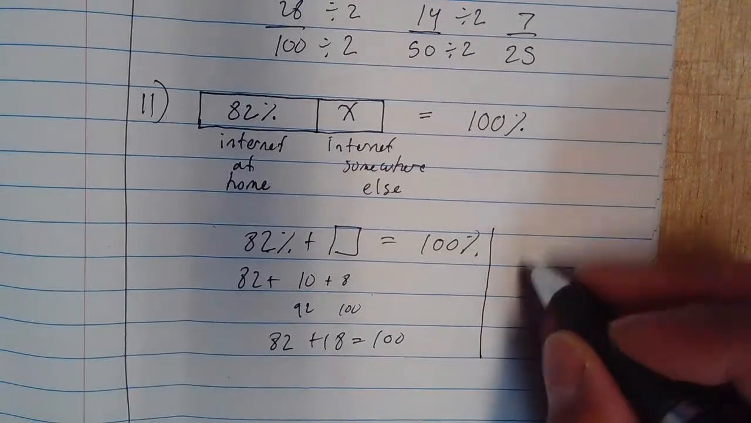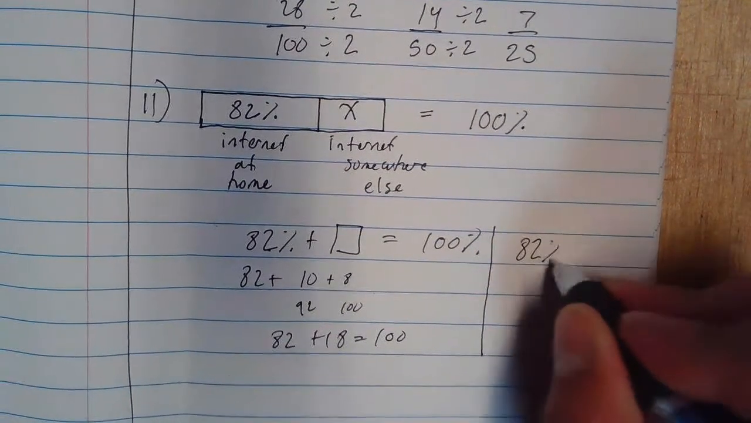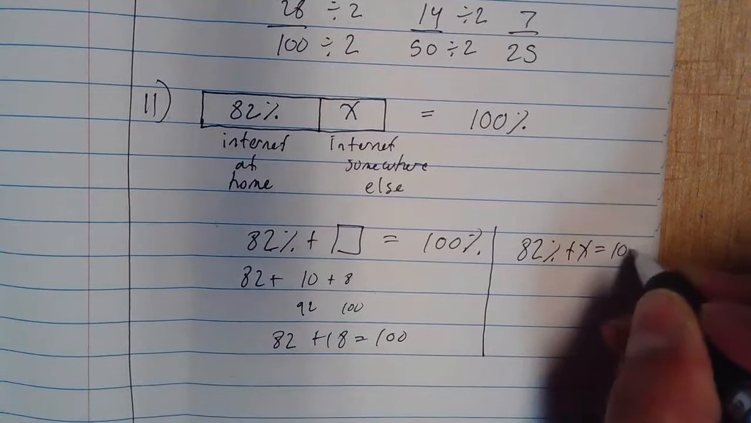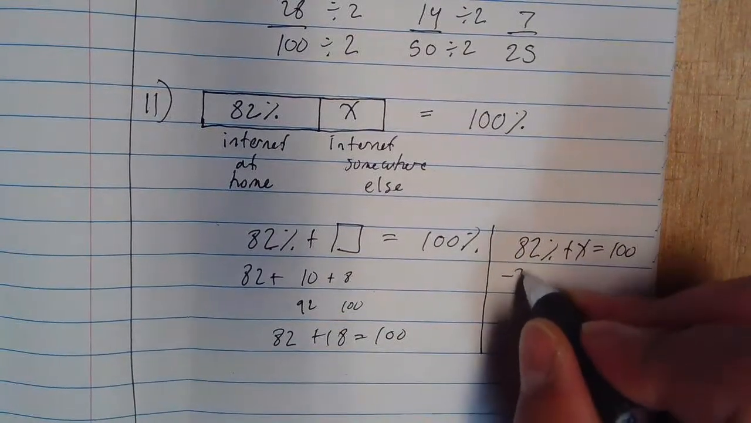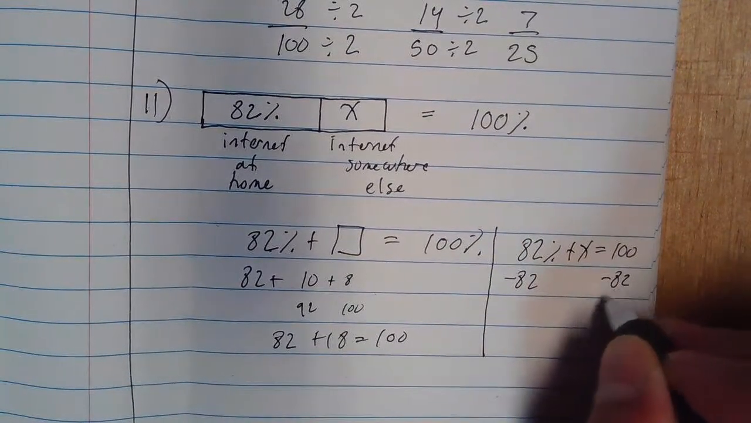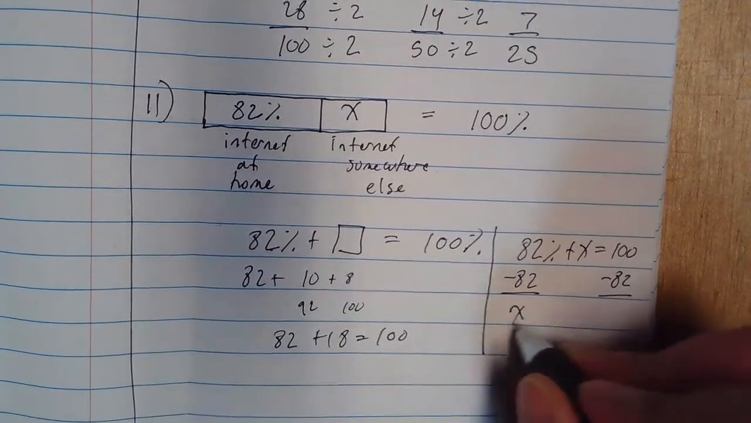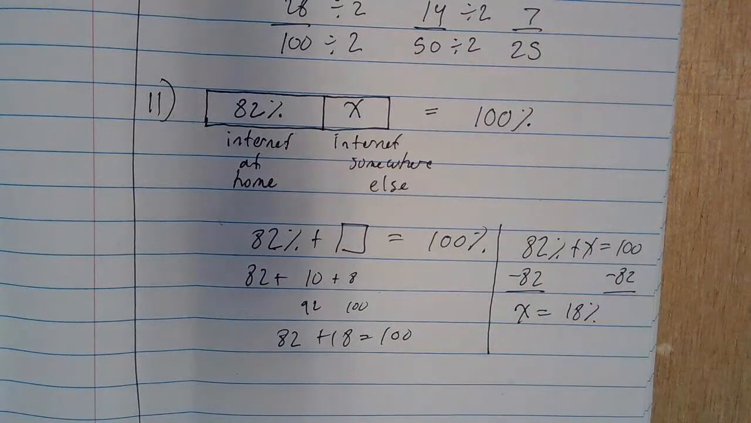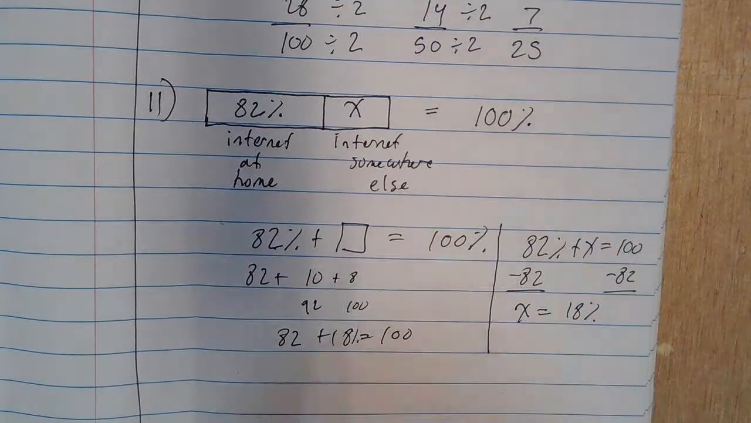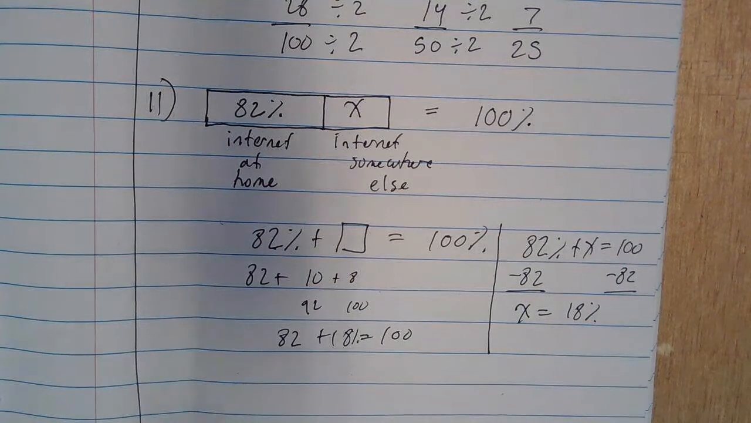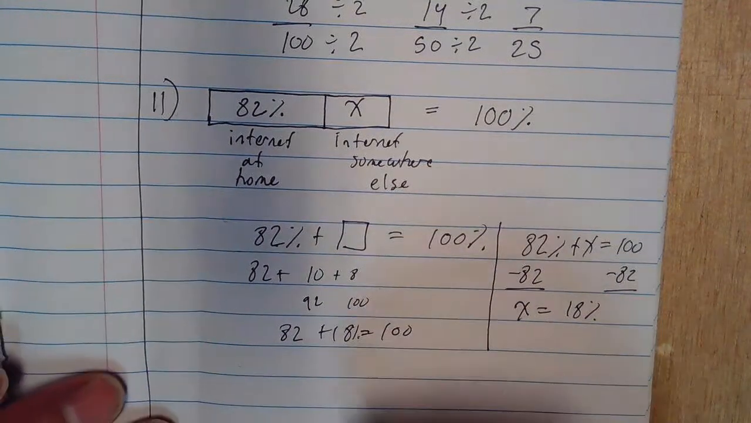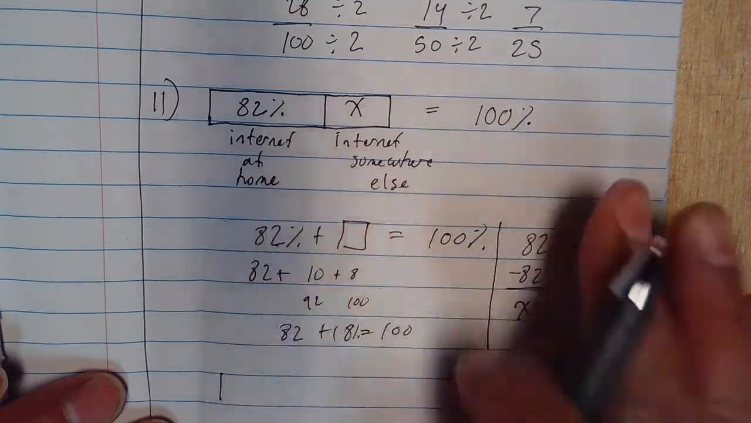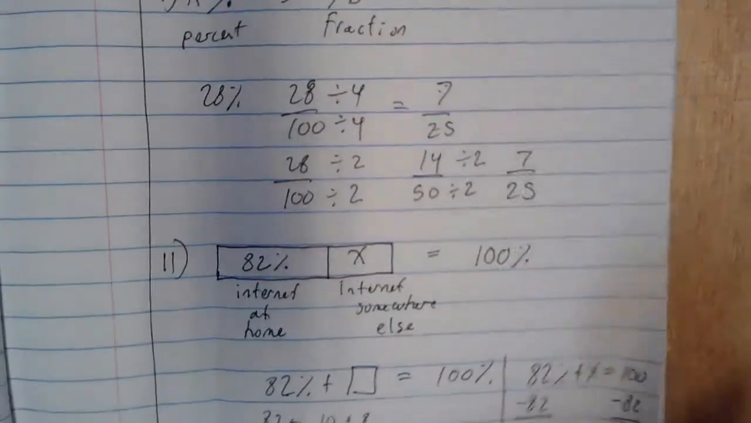What I would have done without the Common Core stuff, 82% plus something. I'm going to subtract 82 from here. So I have what I'm missing, and I have 18%. Okay. It's the same thing. Same answer. 18%, 18%. All right. But let's go with this. You know, I'm going to use another page because, yeah.